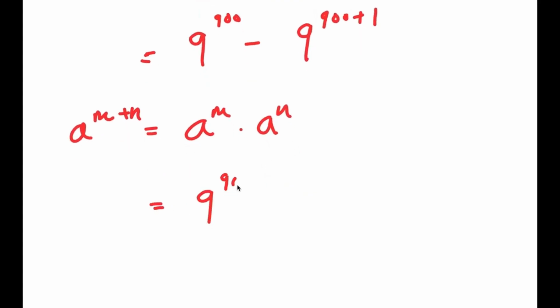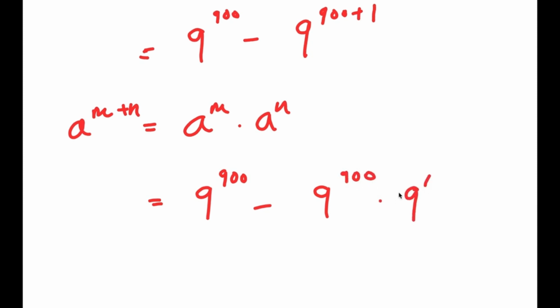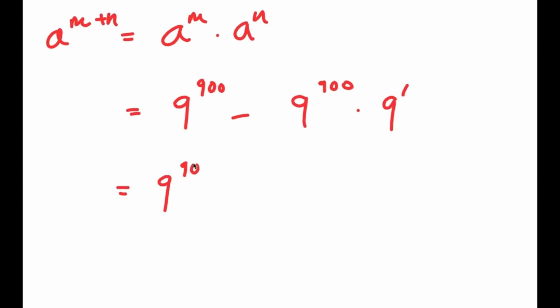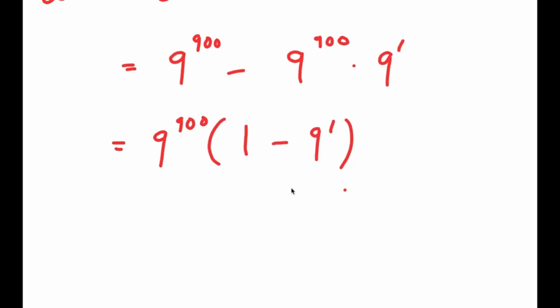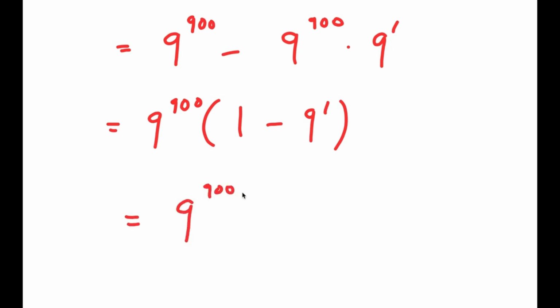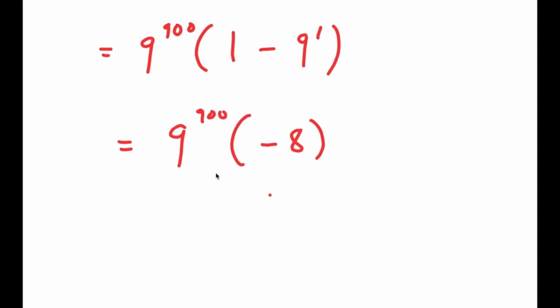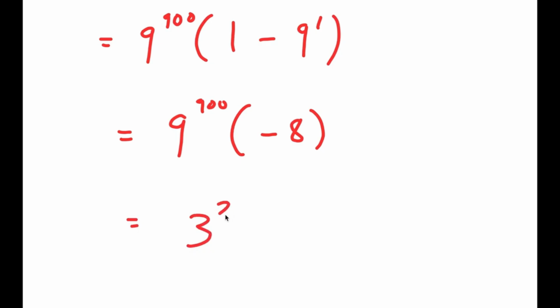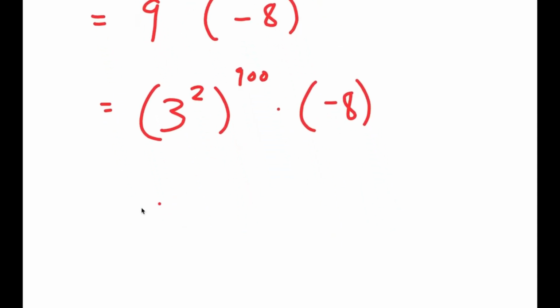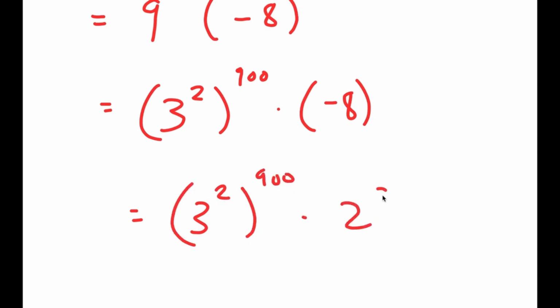So now I get 9 to the power of 900 minus 9 to the power of 900 times 9 to the power of 1. Now if I factor out 9 to the power of 900, I get 9 to the power of 900 times 1 minus 9 to the power of 1, which is equal to 9 to the power of 900 times negative 8. Now this turns to 3 squared to the power of 900 times negative 8. And negative 8 I can rewrite as 2 to the power of 3, and I'm going to put the negative sign at the front.